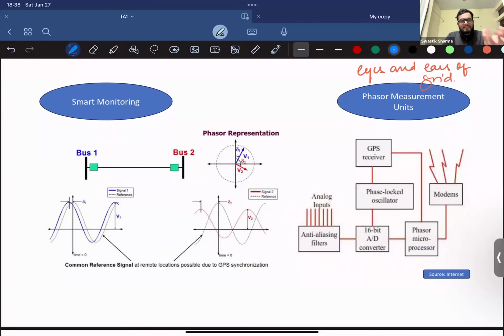So can anyone tell me what is a phasor? So what is a phasor? Does anyone know? Okay. So can anyone tell me what is a vector?